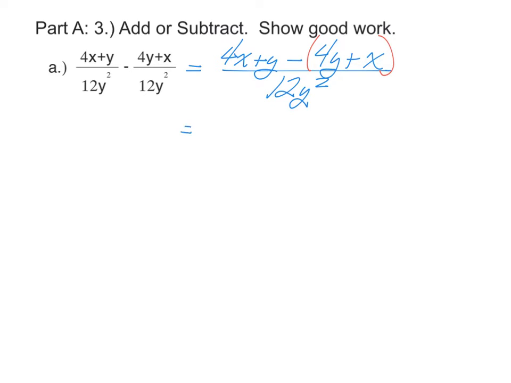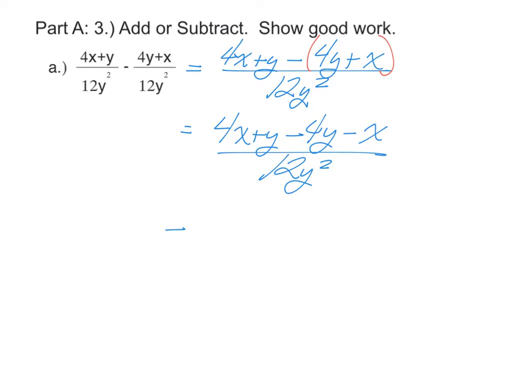Now we'll distribute that negative sign through that set of parentheses. So we'll subtract 4y and subtract the x. Still have the denominator 12y squared. And combine like terms. In the numerator, I have this 4x and minus this 1x. So 4x minus 1x is 3x. And when I look at the y's, I got 1y here, and I'm going to subtract 4. So 1 minus 4 is negative 3y's over 12y squared.